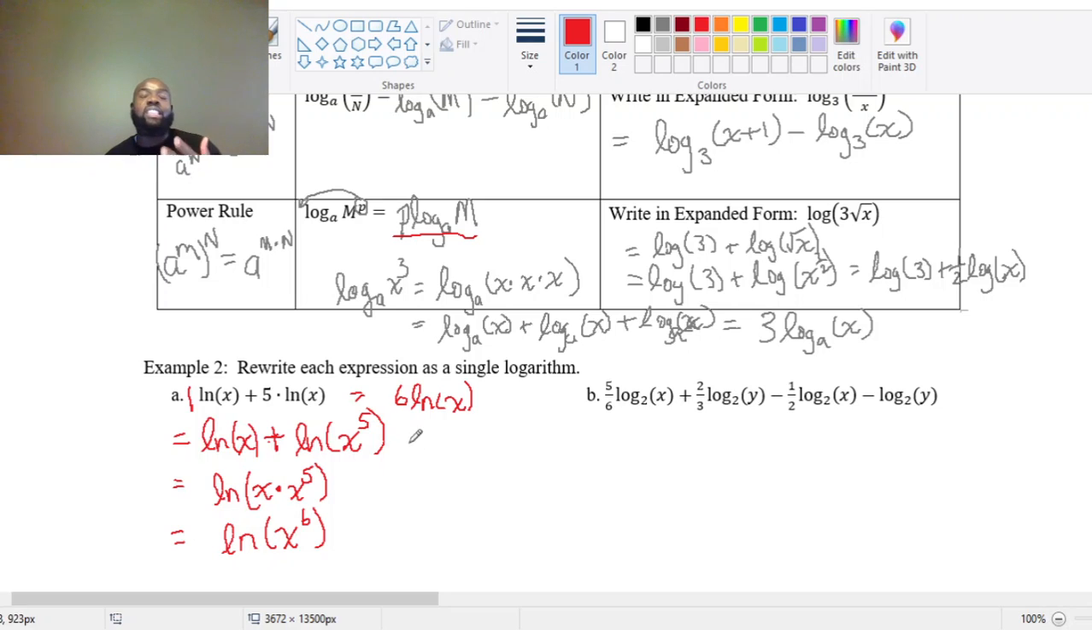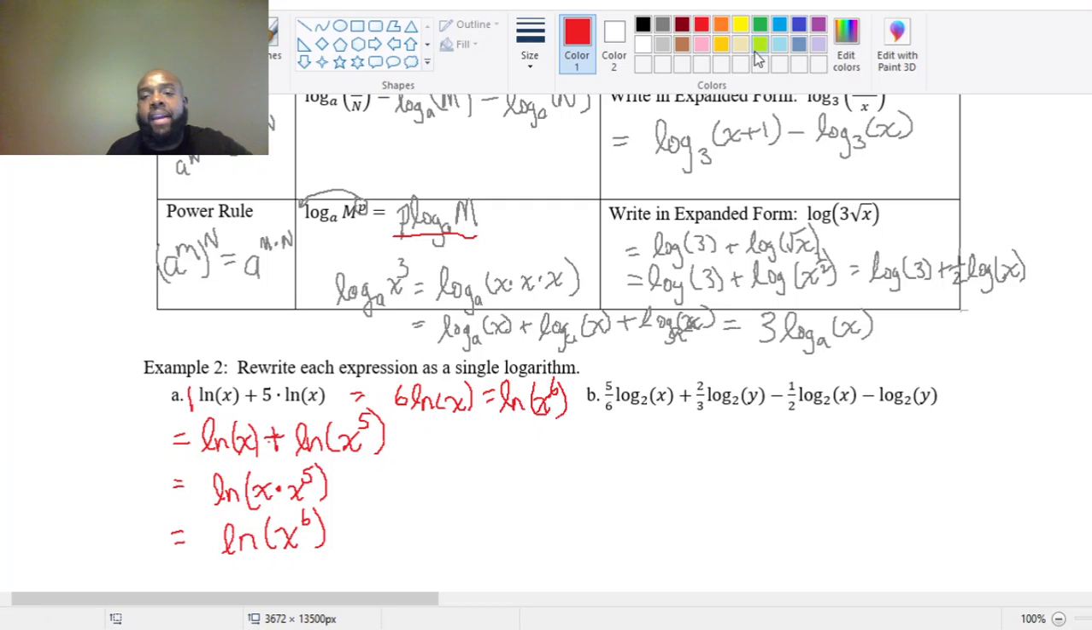I could have done this example like this, and then used my power rule to write that as the natural log of x to the 6th. That's probably a quicker way to do it. But in general, we want to get a 1 in front of our natural log statements, or a negative 1, because sometimes we'll subtract and use the quotient rule. So what I always like to do is go this method. My goal is to write it as a single logarithm, but you could have done this one this way too.